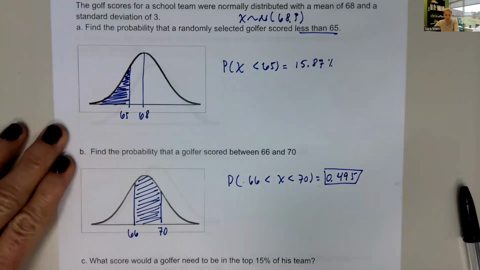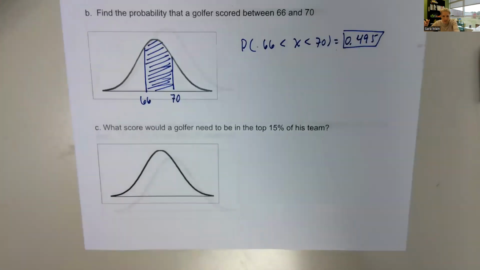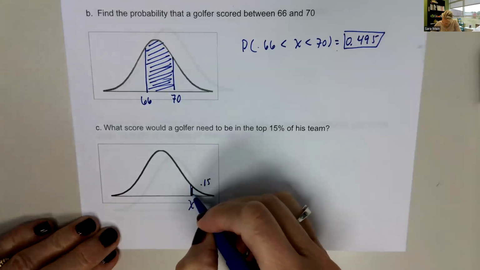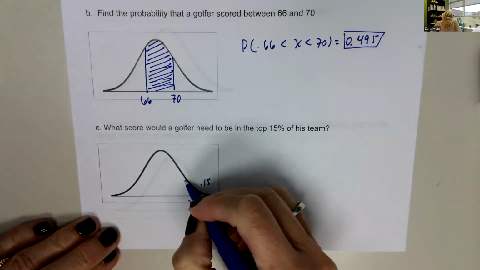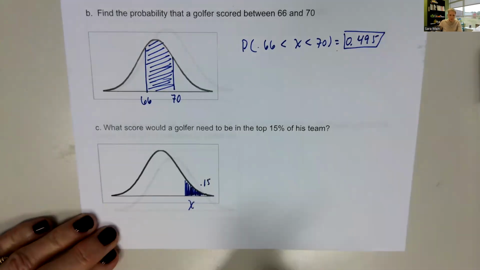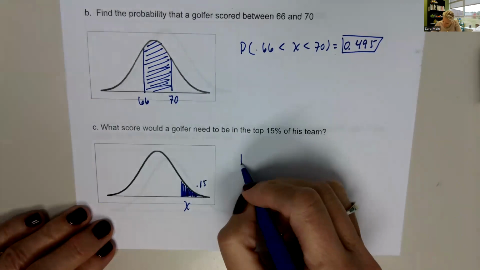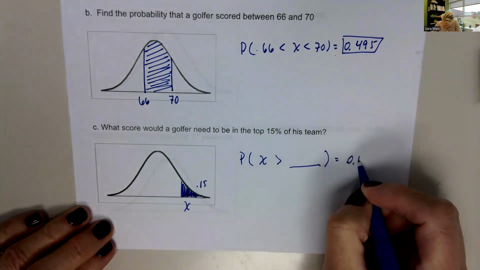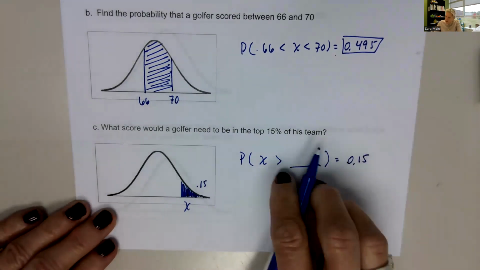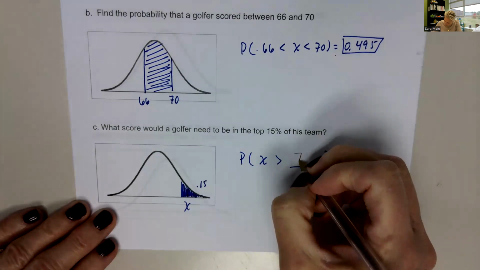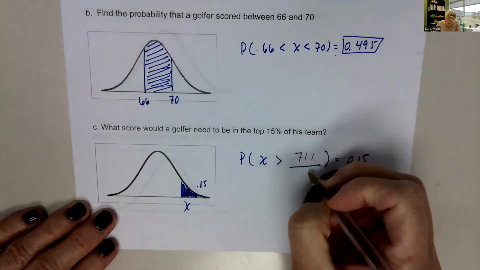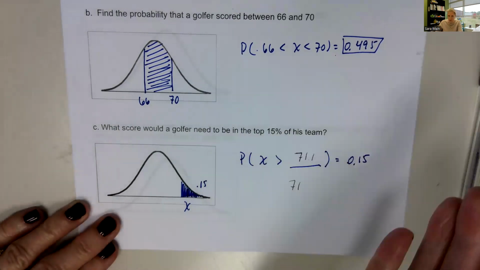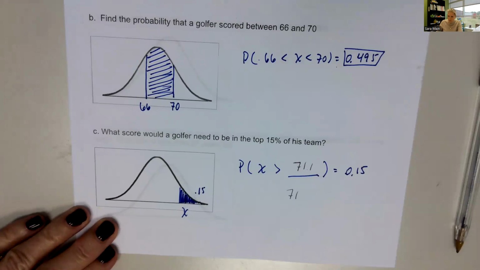Here are the other two pictures that we validated. And so we want to know the X value that goes with the top 15%. Okay, so that would look like this. The probability of X being greater than something equals 0.15. And it looks like we came up with the answer of 71.1. But in reality, the score would have to be a 71, right? Or 72. We can't have a decimal score for a golf score.